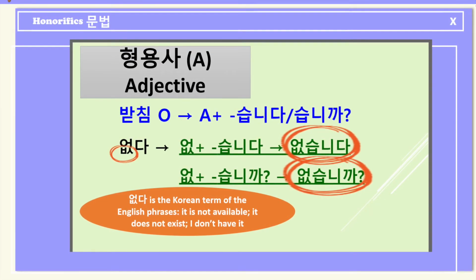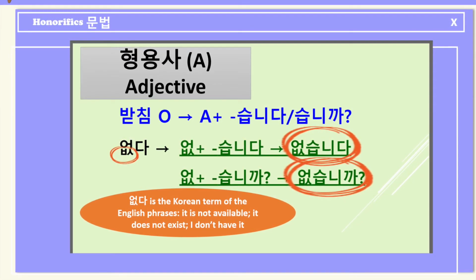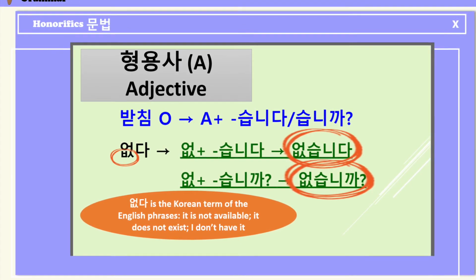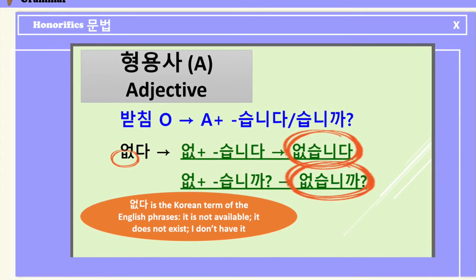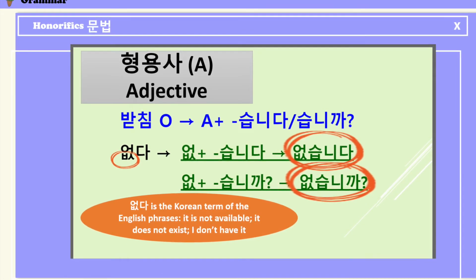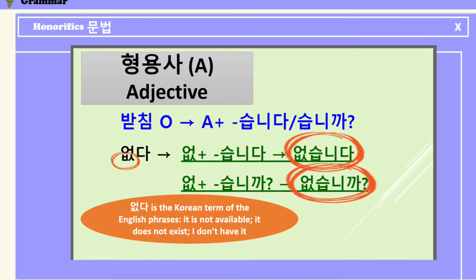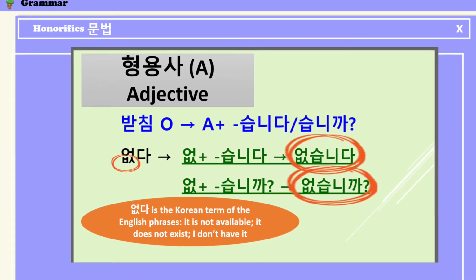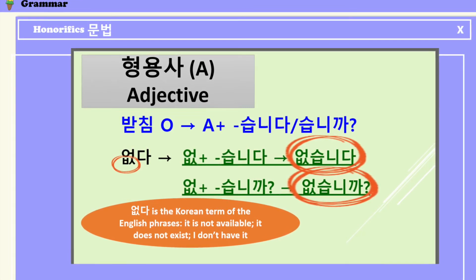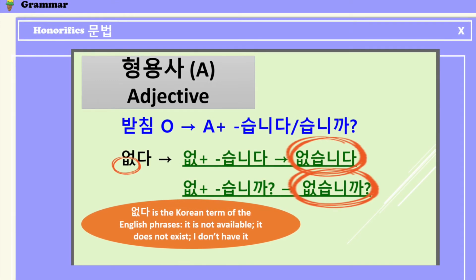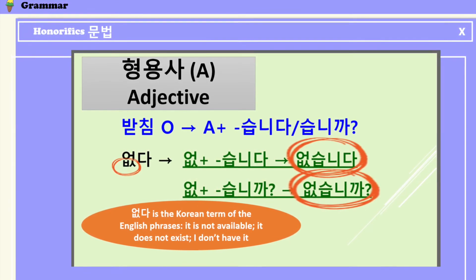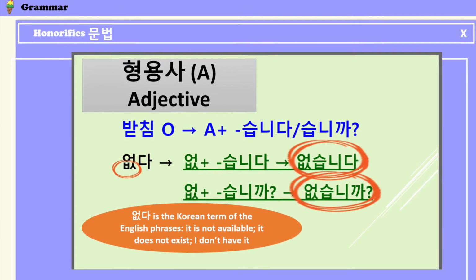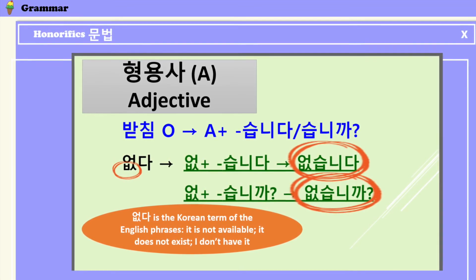The next word is the Korean term for the English phrases it is not available, it does not exist, I don't have it, it isn't here. And that word is 없다. We normally hear it as 없어요. Now to make it formal, since it has a patchim, we say 없습니다. And for asking if it isn't there, you say 없습니까?